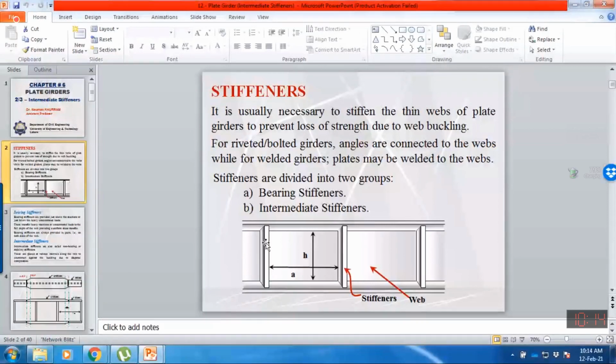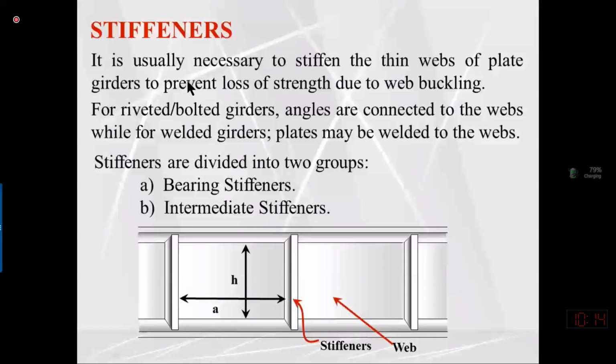So what does designing of stiffener mean? It means deciding the spacing of the stiffener and the thickness of the stiffener in such a way that the shear capacity of the web panel may be more than the applied shear force. So here, first of all, I will give you the overview of the stiffener, what types of stiffener there are, and what the design criteria are.